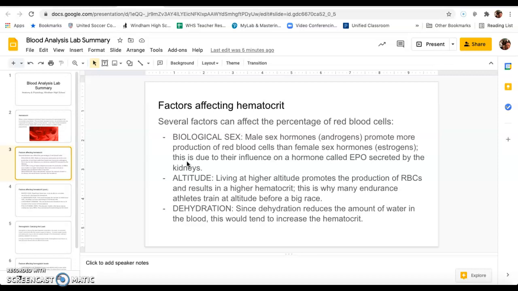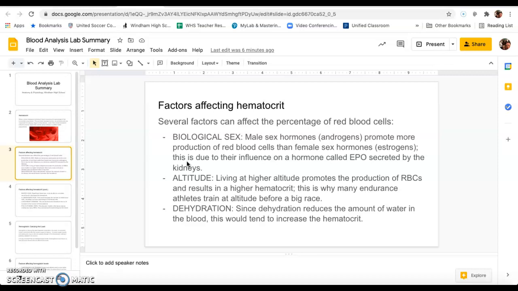And so before a big race, you'll often hear about athletes moving to higher altitudes to be able to build up those red blood cells so that then when they come down to sea level to race, they have all this extra hemoglobin and therefore all this extra oxygen.